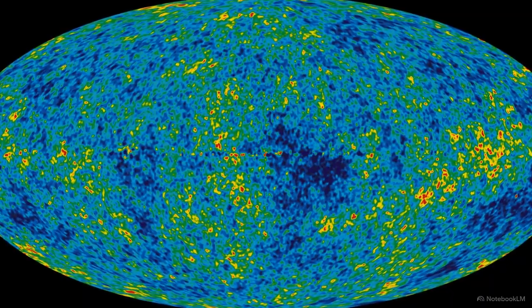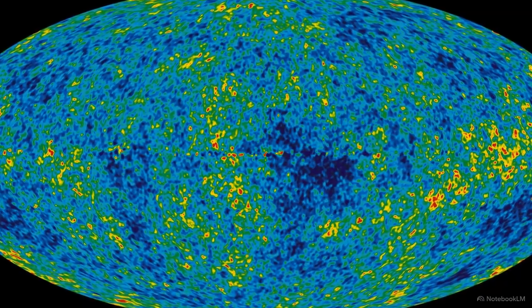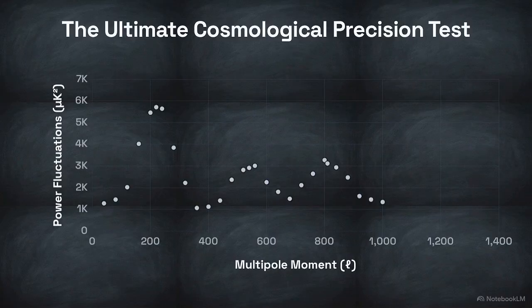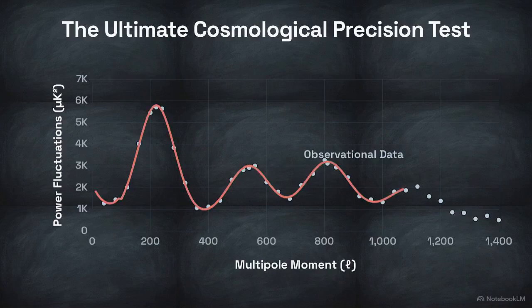This is the cosmic microwave background, a map of temperature fluctuations from the early universe. It is the strictest test in modern cosmology. Any model of the universe must perfectly predict the exact distribution of these hot and cold spots.